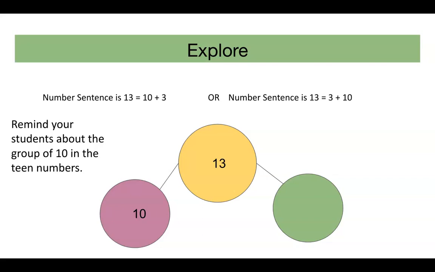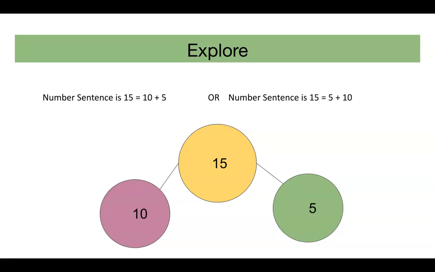Our whole number here is 13. We're going to have one group of 10, and in our green circle, we would have 3. We can be going over our number sentences, connecting them to the number bond. Our number 13 equals 10 plus 3. Our number 13 equals 3 plus 10, or 13 equals 10 plus 3.